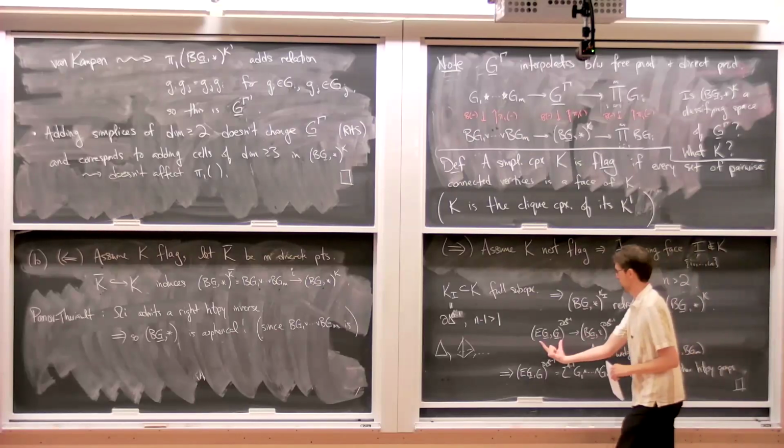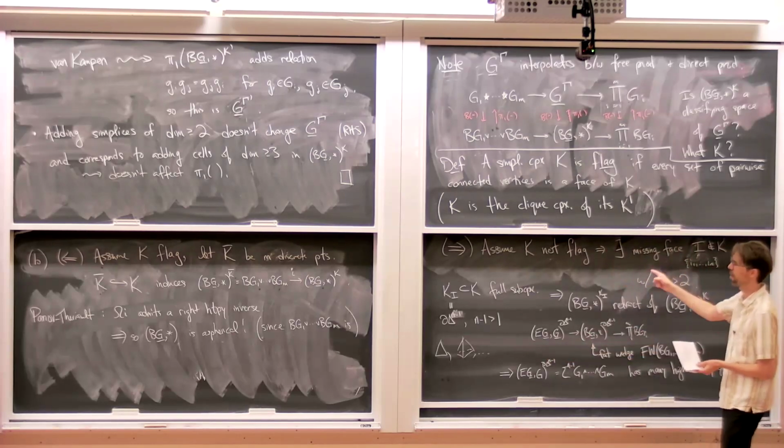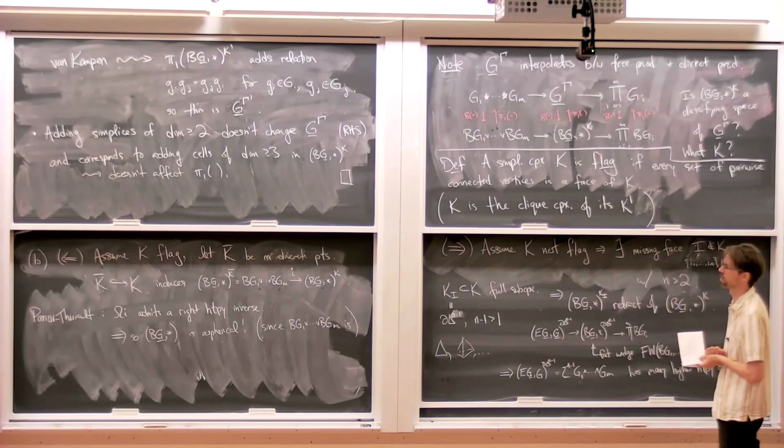Yeah, so either way, we can say that this fiber definitely has higher homotopy groups, and therefore this does, so it's not aspherical, right? So we proved K not flag implies our polyhedral product is not aspherical.